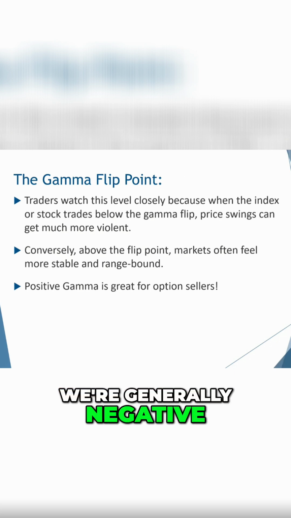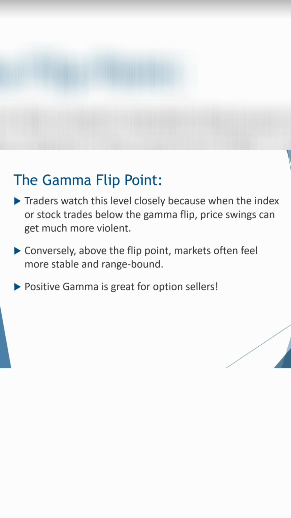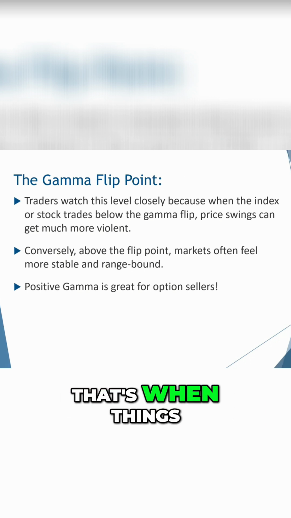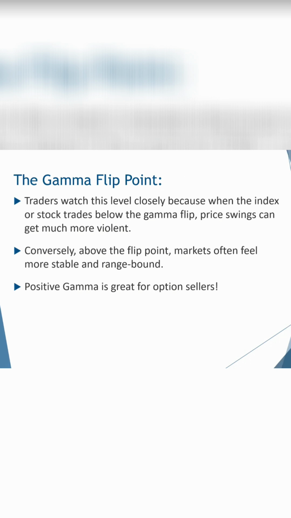We're generally negative vega with most of our option selling strategies. So positive gamma, or positive GEX, with the stock or index being above the gamma flip point, is very, very good for option sellers. When we get below the flip point, that's when things can get a little bit dangerous. Let's go and take a look at some examples.